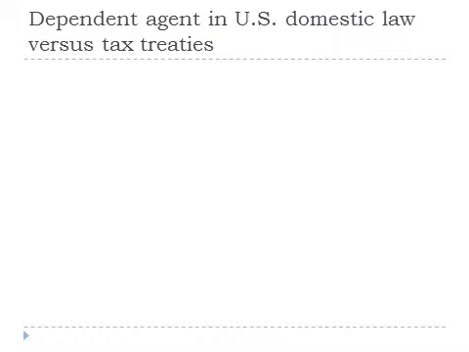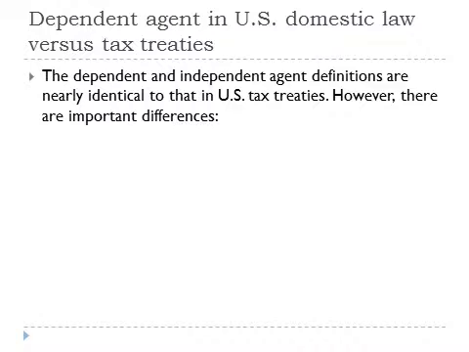You may recall that the terms dependent and independent agent have come up previously in this course. We studied them in tax treaties. The dependent and independent agent definitions are nearly identical in U.S. domestic tax law to those in U.S. tax treaties. However, there are important differences.